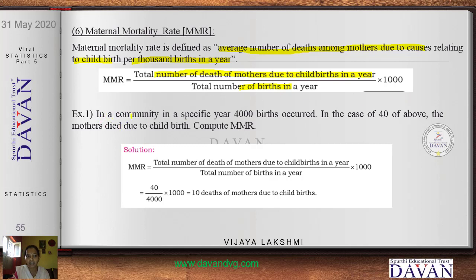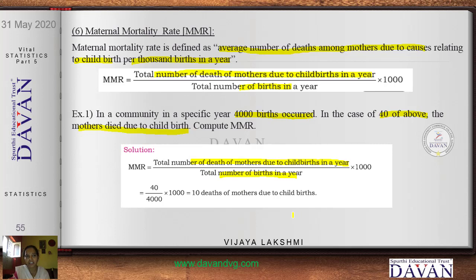Look into an example. In a community in a specific year, 4000 births have occurred. In the case of 40 of them, the mothers died due to childbirth. So 40 mothers have died and the total births that have happened is 4000. So MMR is given with the formula of total number of deaths of mothers due to childbirths in a year divided by the total number of births in a year, into 1000. So how many mothers have died? It is 40 divided by the total births that have happened, 4000, into 1000. So you get 10. So 10 mothers have died due to childbirth. So this completes your 6 measures of mortality.